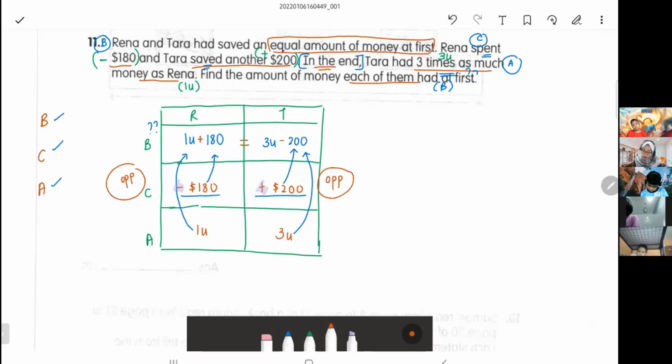Okay. Now, can you look at the equation that you have here? This is equal to this.